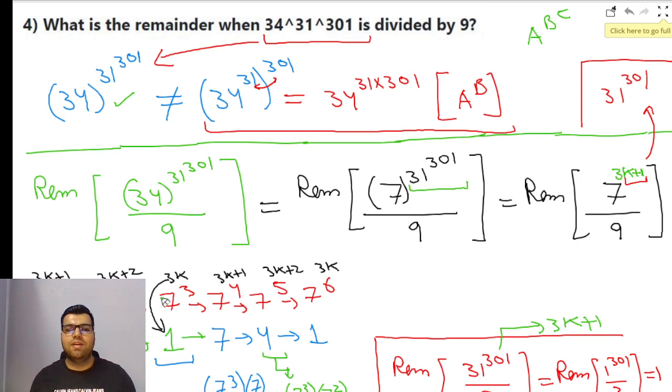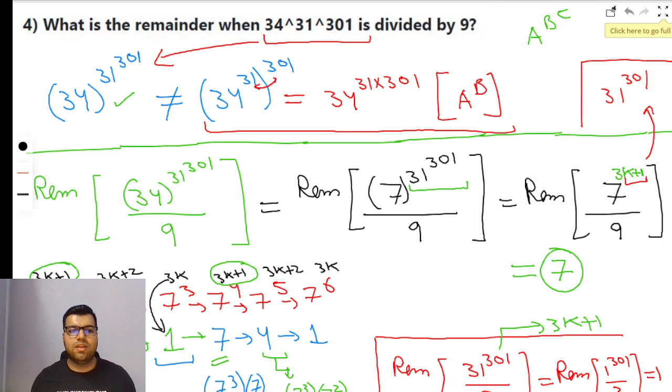So the power 31 raised to power 301 came out to be of the 3k plus 1 form. Whenever we have 7 raised to power 3k plus 1, like 7 raised to power 1 or 7 raised to power 4, the remainder with 9 is always equal to 7, by the pattern. So the answer is 7.